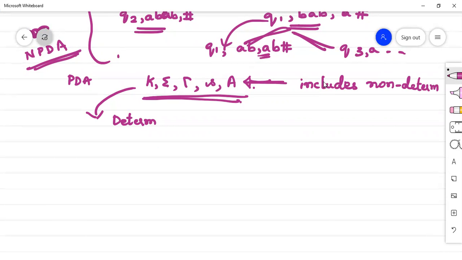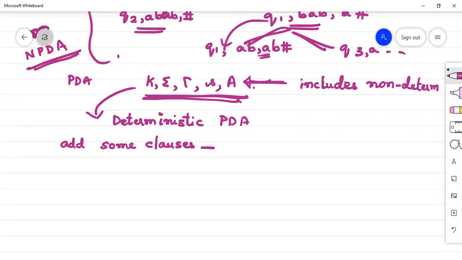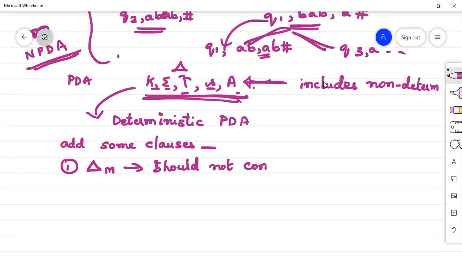But if you want to fix this definition for deterministic PDA, then we'll have to add some clauses. Okay, we have to add some clauses, some restrictions. So obviously this will hold good. Along with that, you have to tell that this, I forgot to write delta, 6 tuples, 1, 2, 3, 4, 5, 6, yeah. Along with that, you have to tell if it's deterministic, then this should not contain any pair of transitions that compete with each other. Okay, so delta should not contain pairs of transitions that compete with each other. What is the meaning of this?